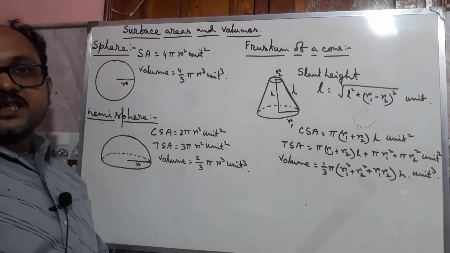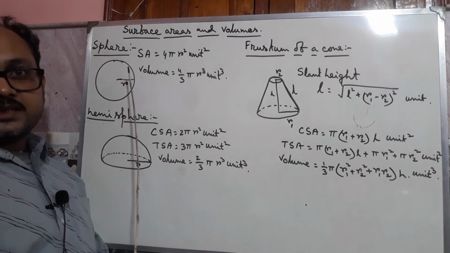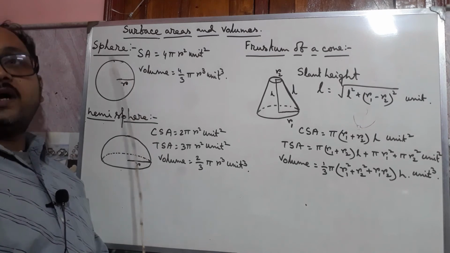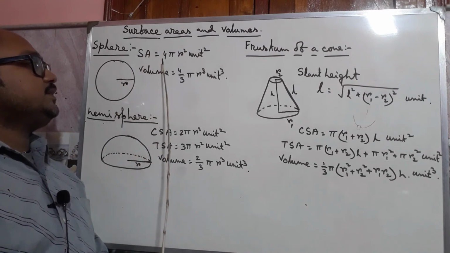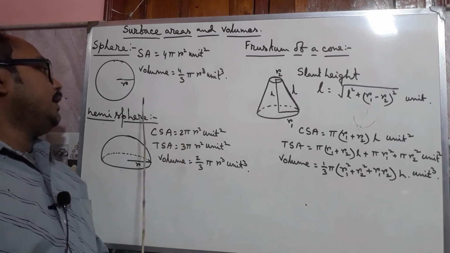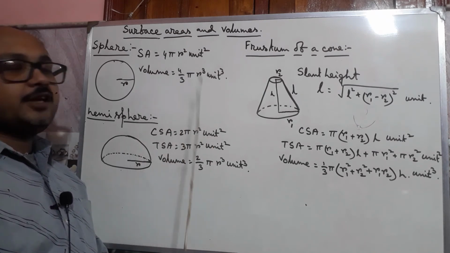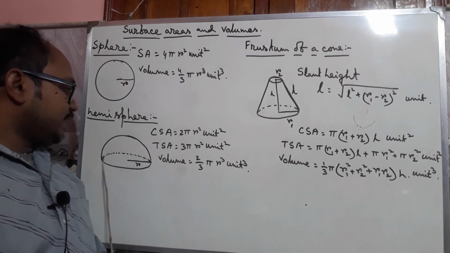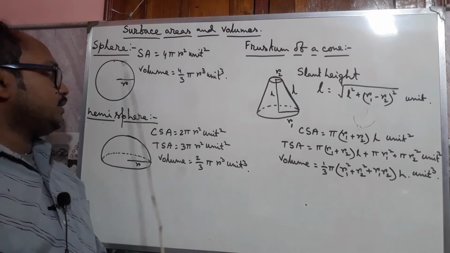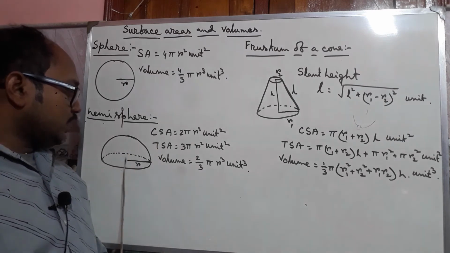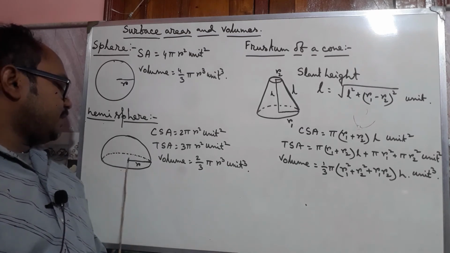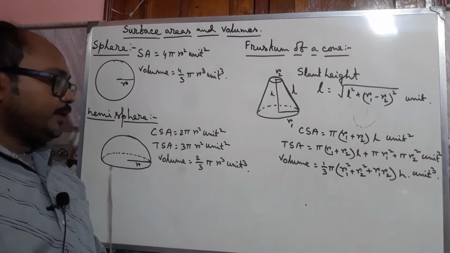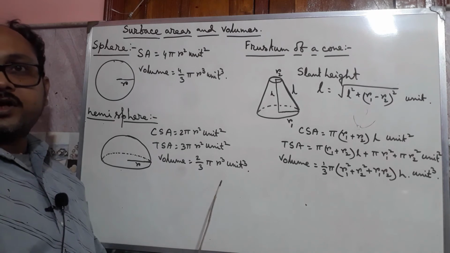Volume of a sphere and surface area of a sphere. Sphere means it looks like a ball. If the radius is r unit, then there is only one surface. So the surface area is 4 pi r square unit square, and volume will be 4 by 3 pi r cube unit cube. And for a hemisphere, the curved surface area is 2 pi r square, half of the surface area of a sphere. Total surface area, this curved surface area plus this circular base, that is 3 pi r square unit square, and the volume will be 2 by 3 pi r cube unit cube.